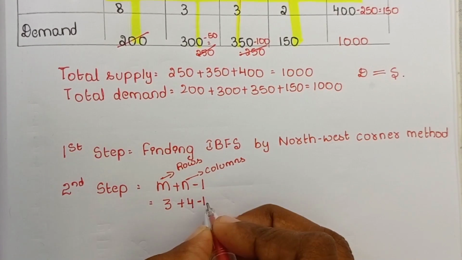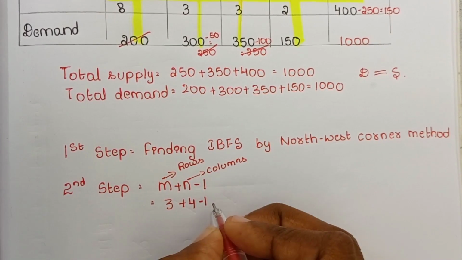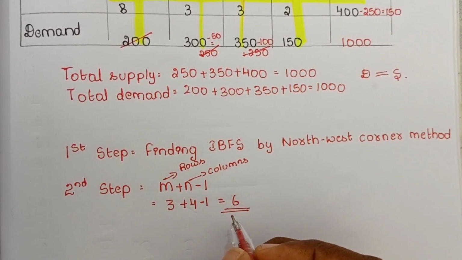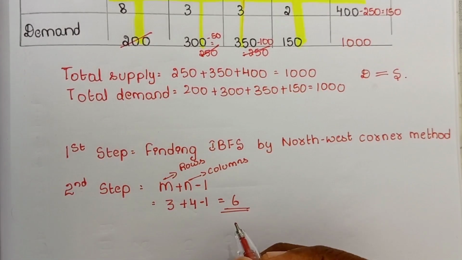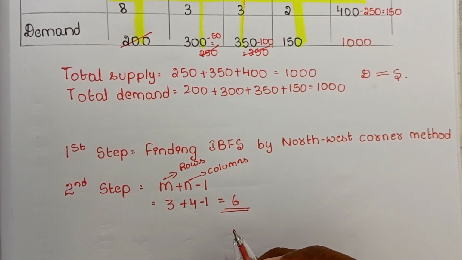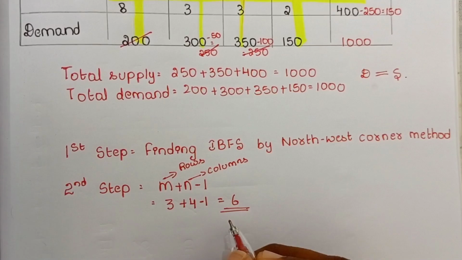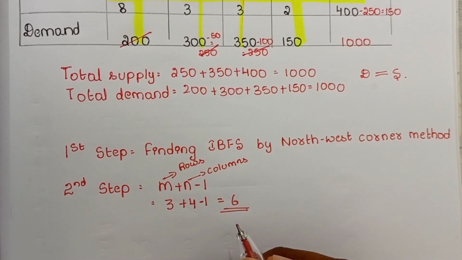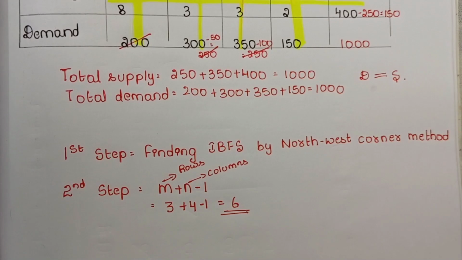So 3 plus 4 minus 1. 3 plus 4 is 7, and 7 minus 1 is 6. So the answer we got from m plus n minus 1 is 6. Next, to find out whether it is a degenerate or non-degenerate solution, we have to check the allocations. We have to identify whether we have allotted 6 cells. If we have allotted 6 cells, then it is a non-degenerate solution. If our allocation is less than 6 or more than 6, then it is called a degenerate solution.